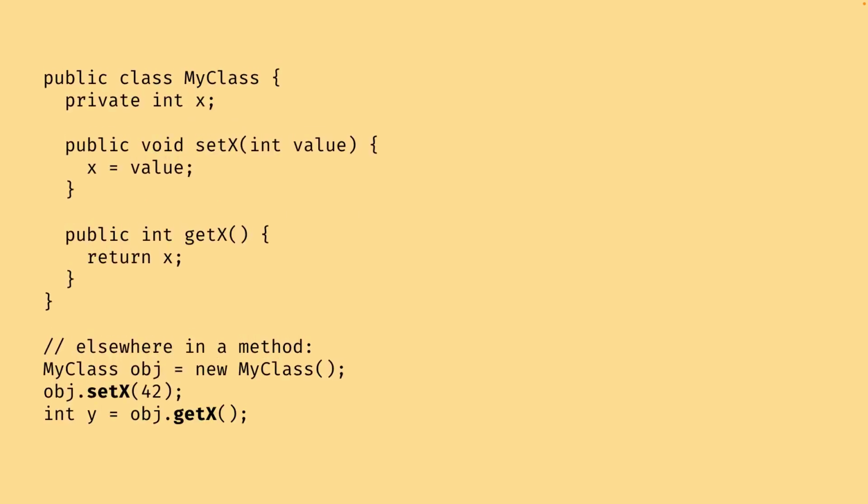So these methods, setX and getX, they're used to set and get the value of x. We call these getters and setters. From another class, you would not be able to access the value of x directly, but you could do so using the getters and setters. At the bottom you can see how you would do that. You would create an instance of the object and then call the function setX to set the value and call the function getX to get the value.